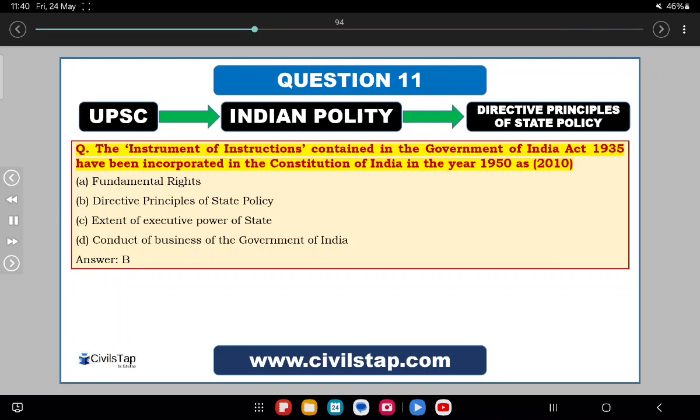Q. The instrument of instructions contained in the Government of India Act 1935 have been incorporated in the Constitution of India in the year 1950 as 2010. A. Fundamental rights. B. Directive Principles of State Policy. C. Extent of executive power of state. D. Conduct of business of the Government of India. Answer, B. Question 11. UPSC Indian Polity, Directive Principles of State Policy.